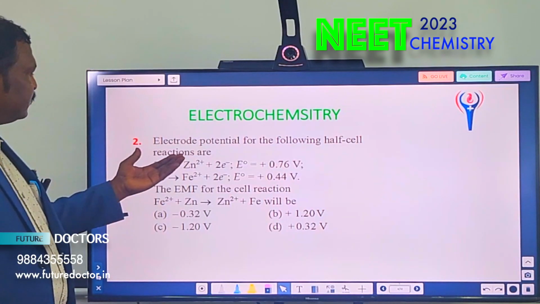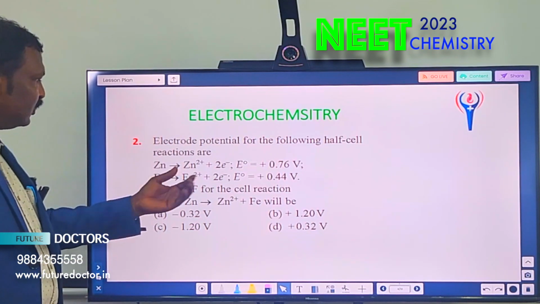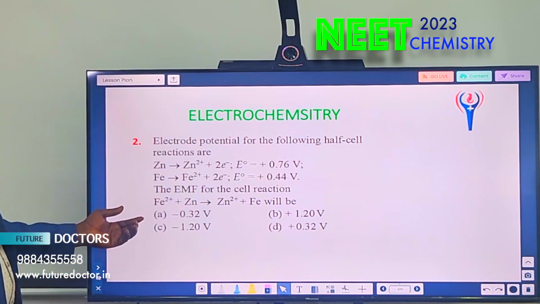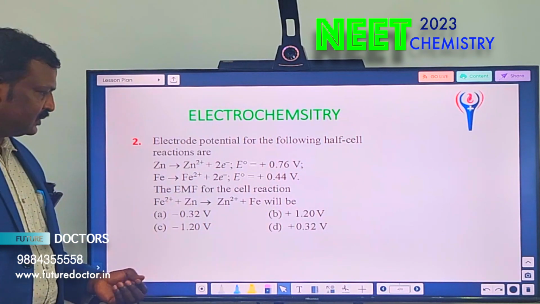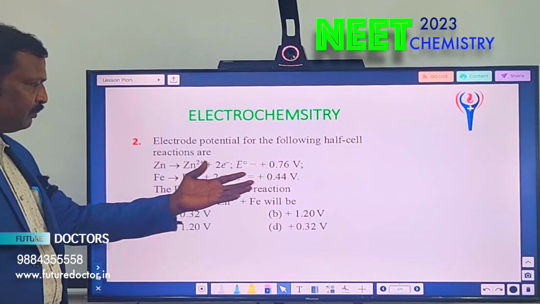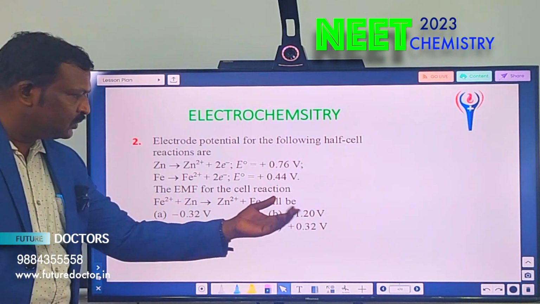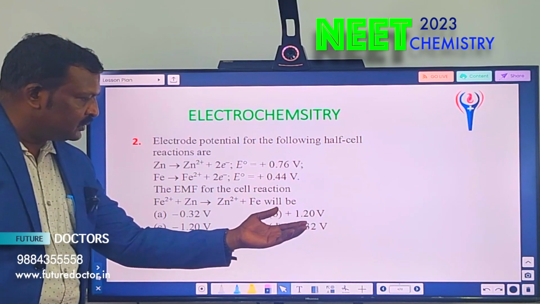See the next one. The electrode potentials for the following half-cell reactions are given: zinc becomes Zn2 plus, iron becomes iron 2 plus. The EMF for the cell reaction will be dash. They are asking, so they have given the net equation, and you have to find out the cell potential for this. We have one formula for the cell potential, so if you apply this, you can get the answer. Option A minus 0.32 volt. Option B 1.20 volt. Option C minus 1.20 volt. Option D plus 0.32 volt.